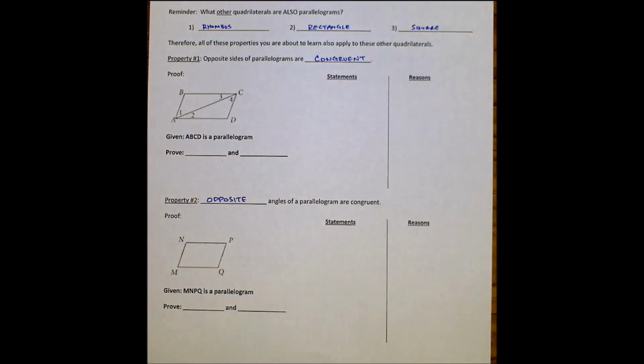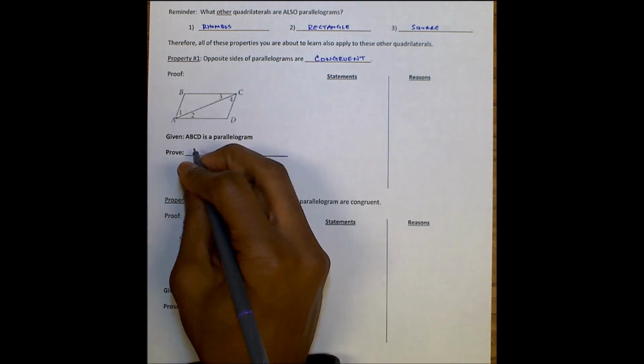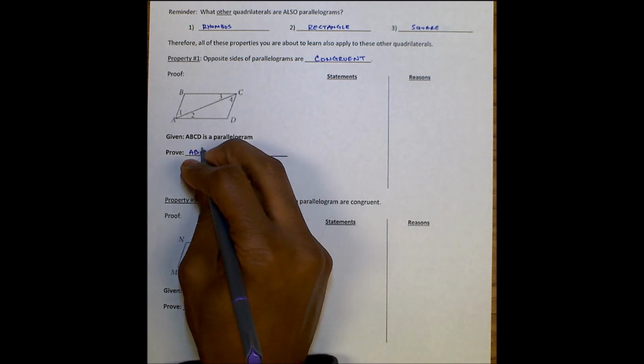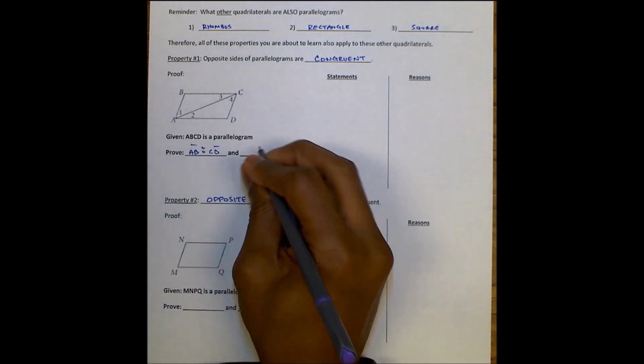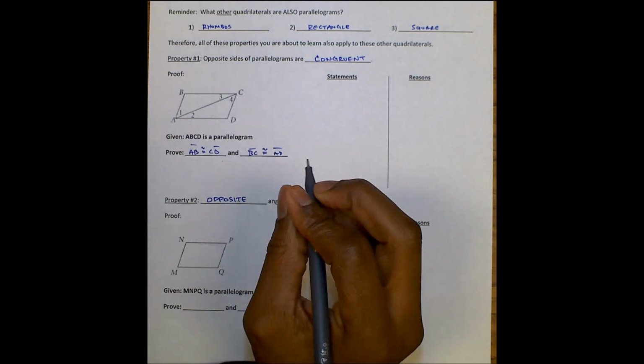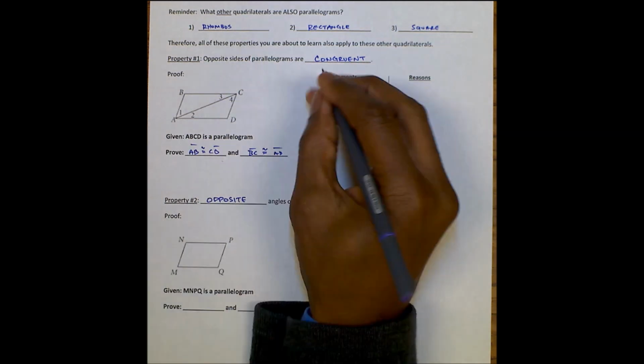So first, we want to prove that opposite sides of parallelograms are congruent, and what we're going to do is just start off with the given statement that ABCD is a parallelogram. So if we're going to prove that opposite sides of parallelograms are congruent, we're really proving that AB is congruent to CD and that BC is congruent to AD. And we're going to do that using triangle proofs, really.